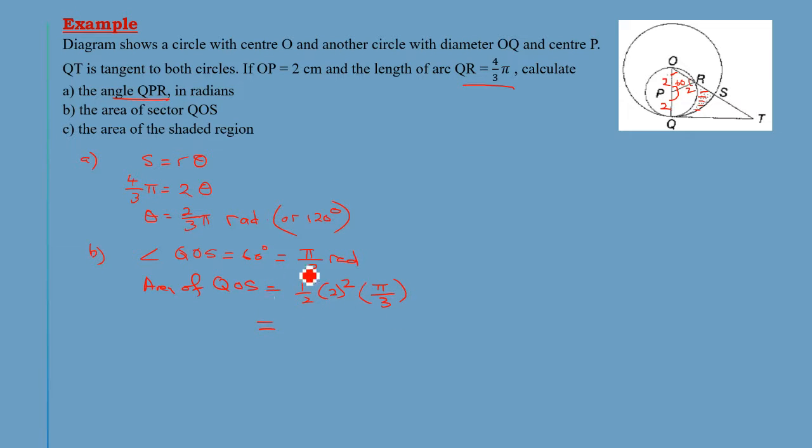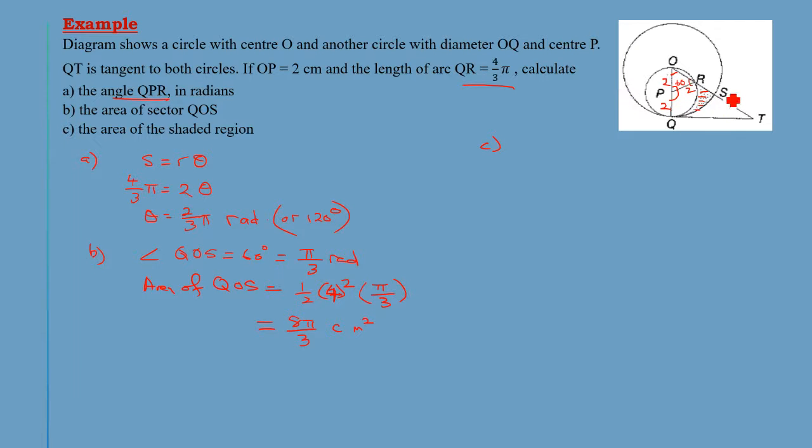Did I miss out something? Okay, sorry. Be careful here. We are looking at QOS, so this is the big circle because the center is O. So it's not 2, it's 4. The radius for the big circle will be 2 plus 2, so it becomes 4. So it's 4 squared. So what you have, 16 divided by 2, so 8 pi over 3 cm squared.